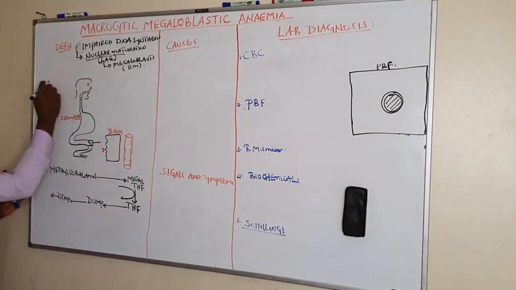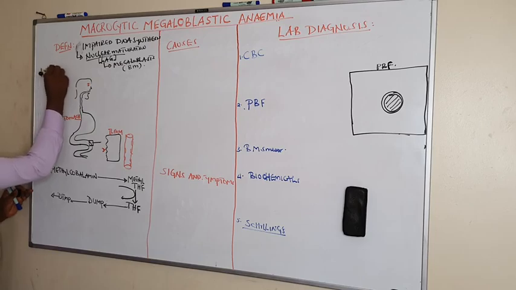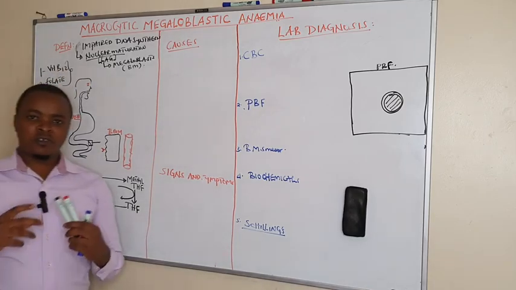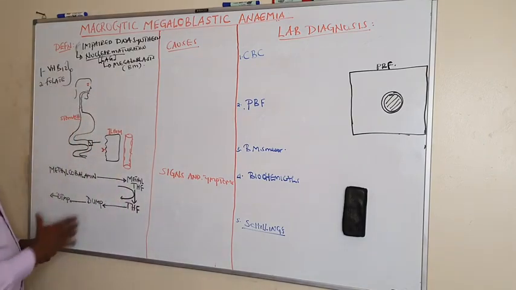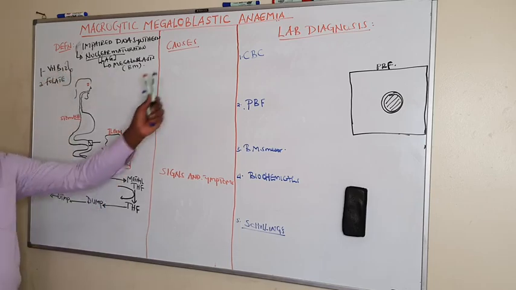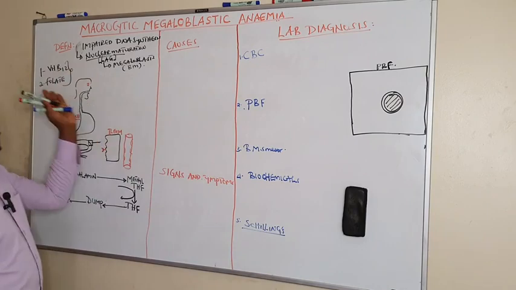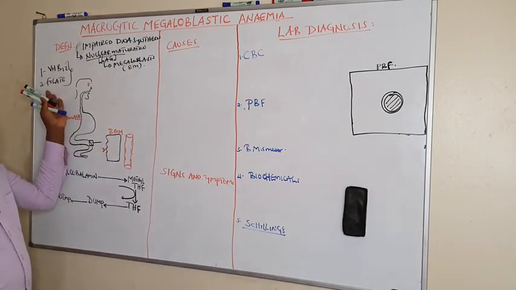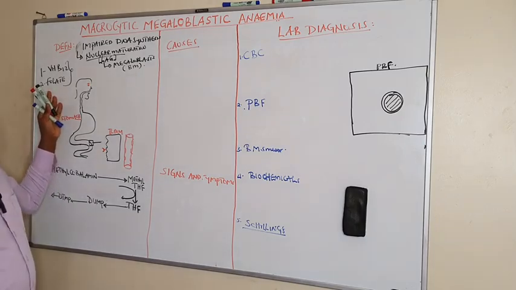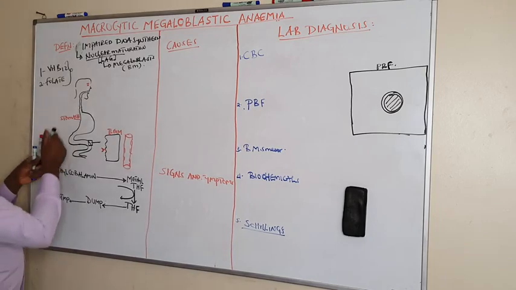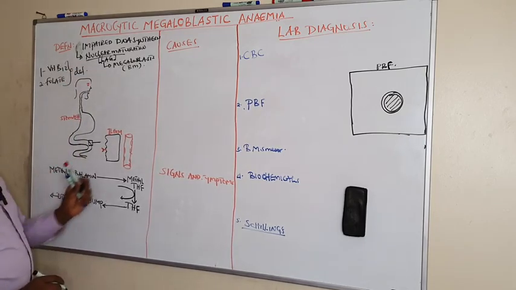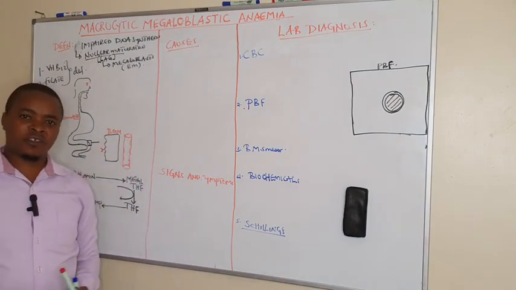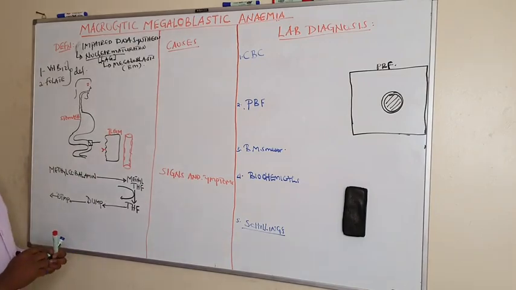The causes of megaloblastic anemia are majorly due to number 1, vitamin B12, which we can call cobalamin, and number 2, folate. So these are the major causes of megaloblastic anemia, that is vitamin B12 and folate. And under this section, we shall see causes of these deficiencies. So there are two major causes of megaloblastic anemia, that is vitamin B12 deficiency and folate deficiency. But under here we shall see what causes vitamin B12 deficiency and what causes folate deficiency.